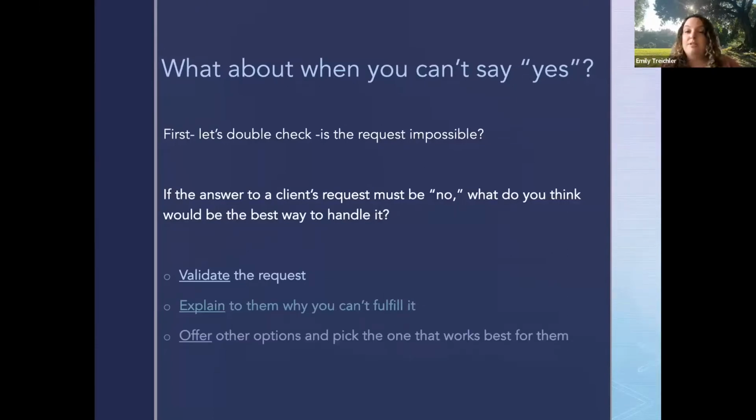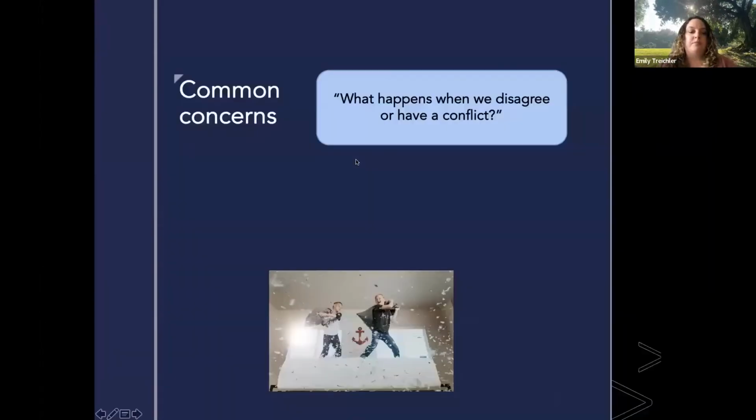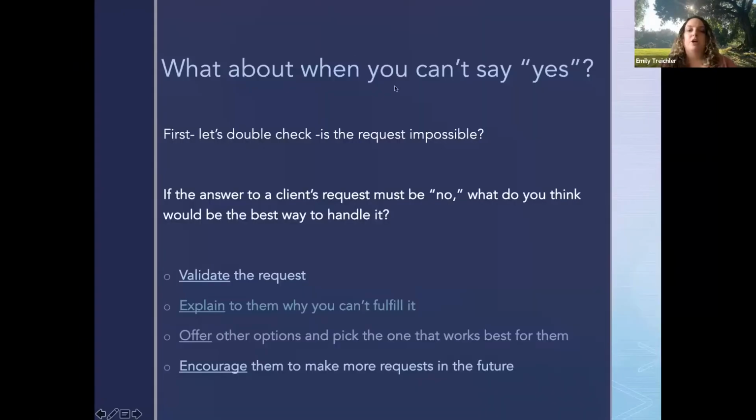Offer other options. I really like whoever said, ask them what would be a good alternative. I think that's also a great way to go. Is there something else that we could do to fulfill this, as well as thinking yourself about what the options might be? Encourage them to make more requests in the future. Oh, I guess that's it. So I think those are all really great options.